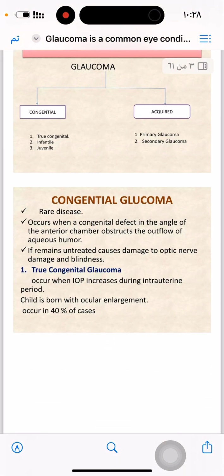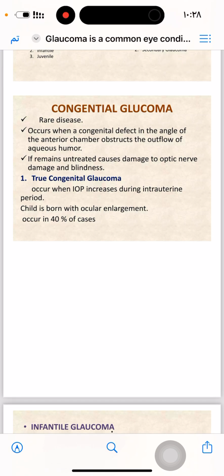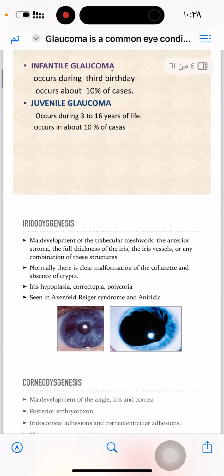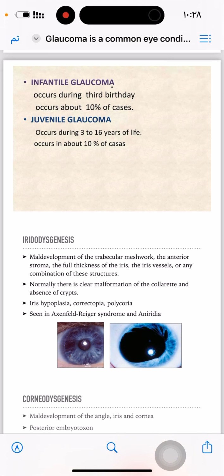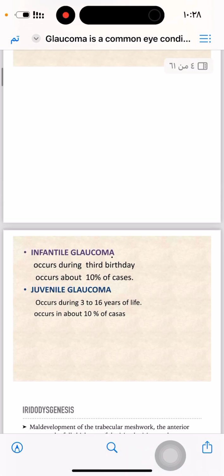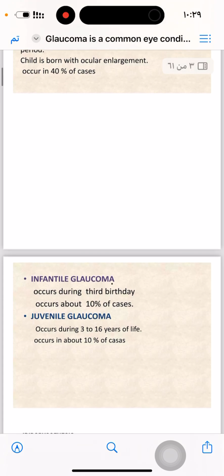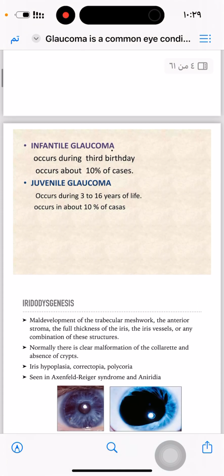So, classification: congenital and acquired. Congenital glaucoma is rare, with increased intraocular pressure during the intrauterine period, and the child is born with ocular enlargement. Infantile glaucoma occurs before the third birthday, in about 10% of cases. Then juvenile glaucoma. So we have three types. The first, congenital, occurs during the intrauterine period, while infantile occurs before the third birthday, and juvenile between 3 and 16 years of life.